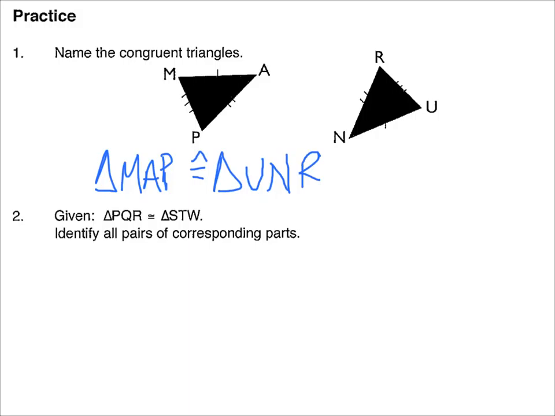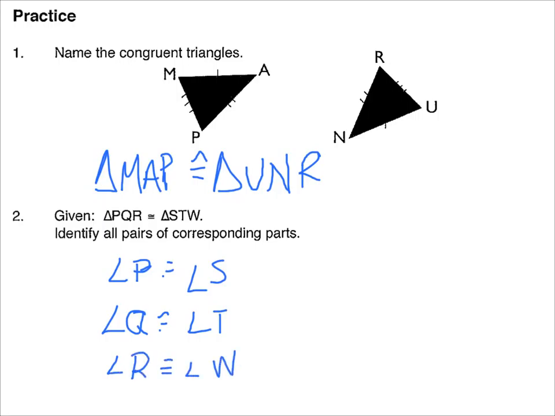So I'm going to do the angle pairs first. Angle P must be congruent to angle S because they're both first. All right? Angle Q must be congruent to angle T because they both come second. Angle R must be congruent to angle W because they both come last. Okay, so you've got 3 pairs of corresponding angles. Then you've got to do pairs of corresponding sides.